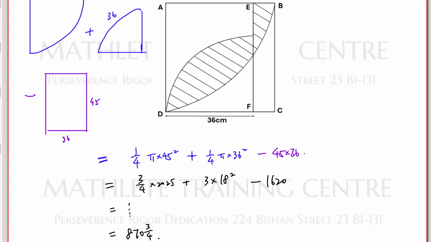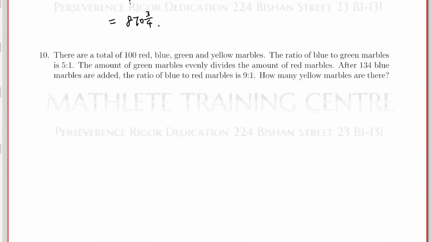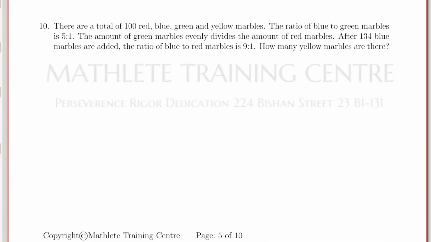Okay, let's move on to question number 10. Question number 10 is not an easy question. In fact, it can be quite tricky. Question number 10 says, there are a total of 100 red, green, blue, and yellow marbles. The ratio of blue to green is 5 to 1. And then green will evenly divide the amount of red, so red is a multiple of green. After 134 blue marbles are added, the ratio of blue to red is 9 to 1. How many yellow marbles are there?